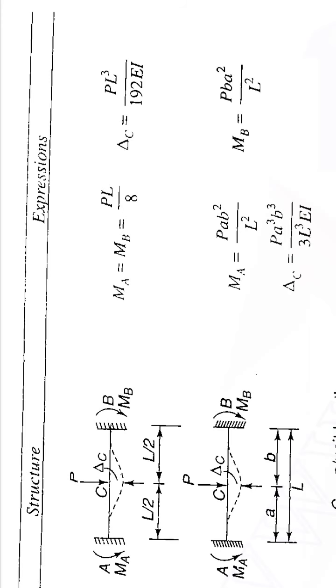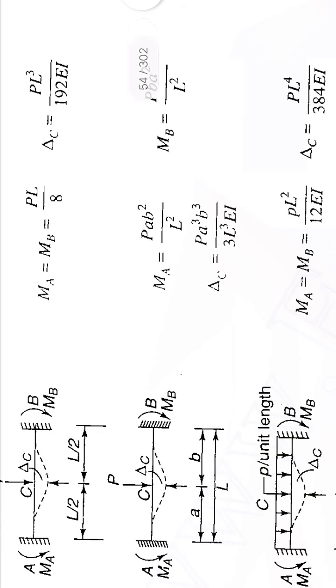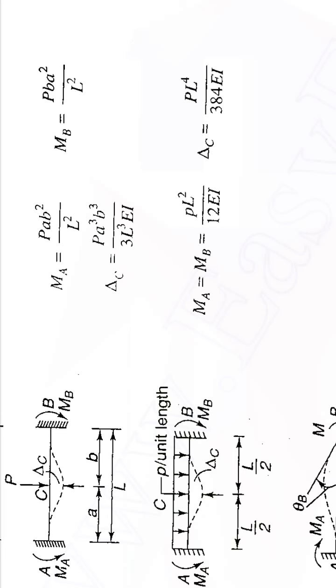And if you have a point load with an eccentric loading condition, then as usual you know the formula: MA equals P into a b square by L square, MB equals P b into a square by L square, and delta c is P a cube b cube by 3 L cube EI. If you have a UDL for the same fixed beam, then MAB equals MBA, MA equals MB equals PL square by 12, and delta c is PL power 4 by 384 EI.